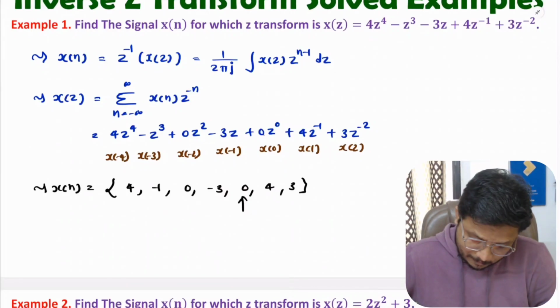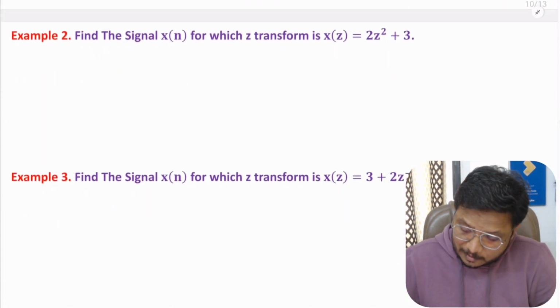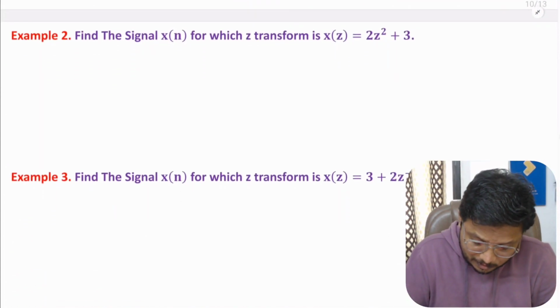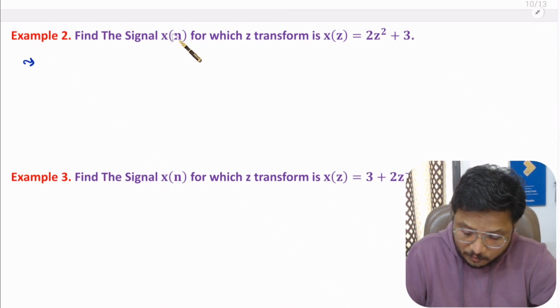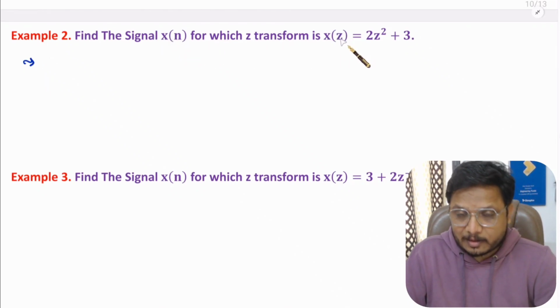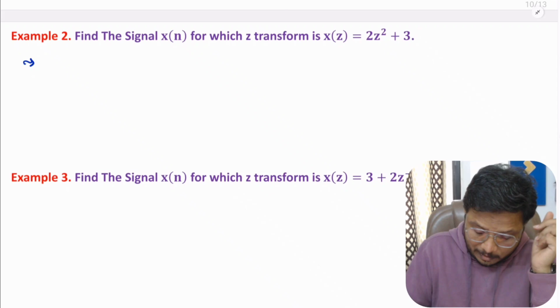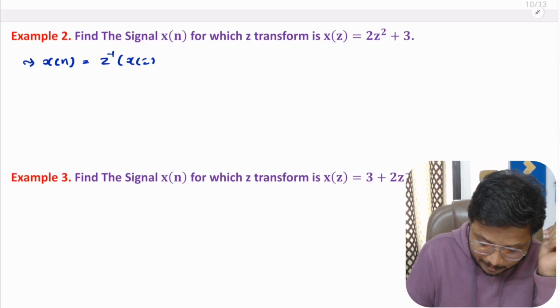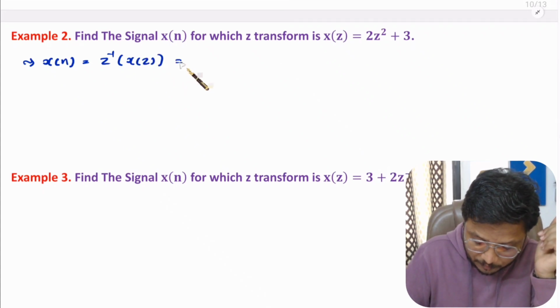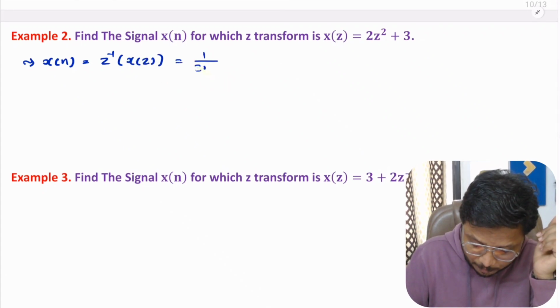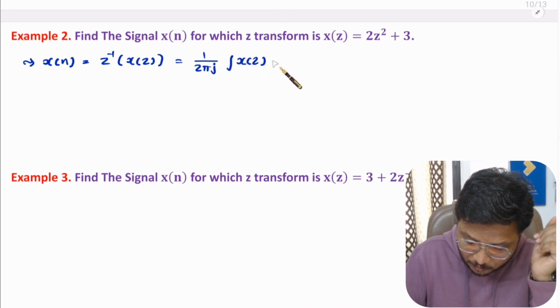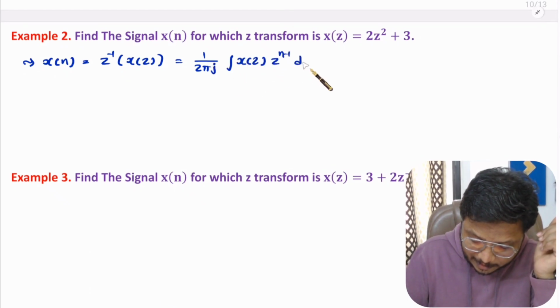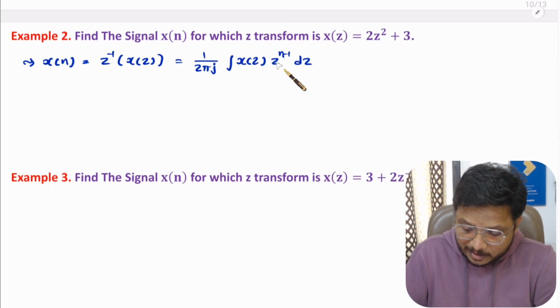Now I'll solve the second question. In the second question also, we need to understand x of n from x of z. And as I have told you, x of n calculation is based on the inverse Z transform of x of z. The basic equation of inverse Z transform is 1 by 2 pi j integration x of z into z to the power n minus 1 dz. But this calculation is quite tedious.